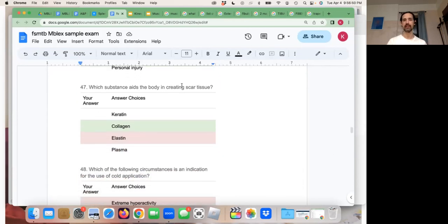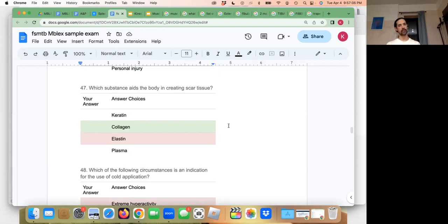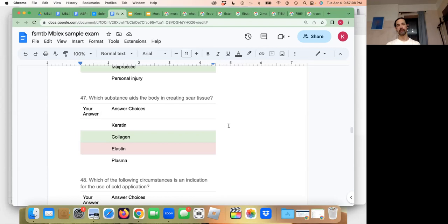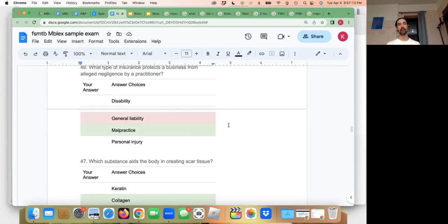Which substance aids the body in creating scar tissue? Is that keratin, collagen, elastin, or plasma? The answer is collagen. Collagen creates scar tissue, it creates tendons, ligaments, fascia.